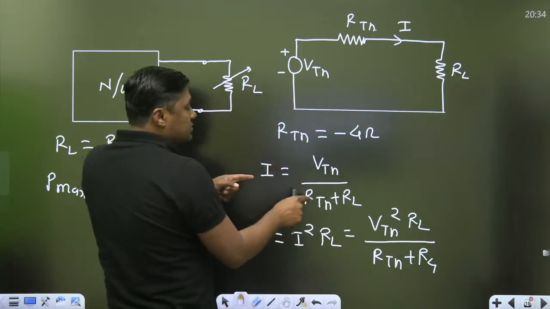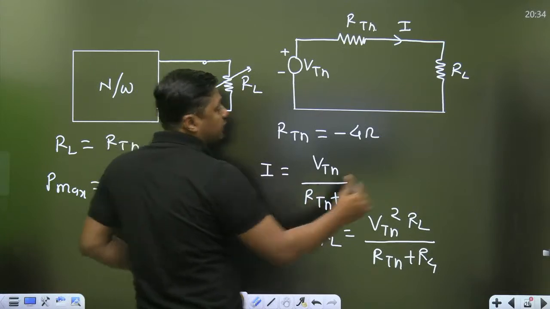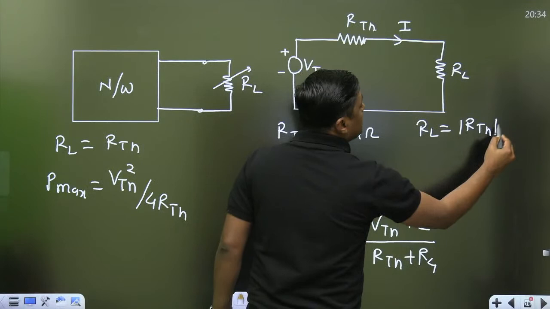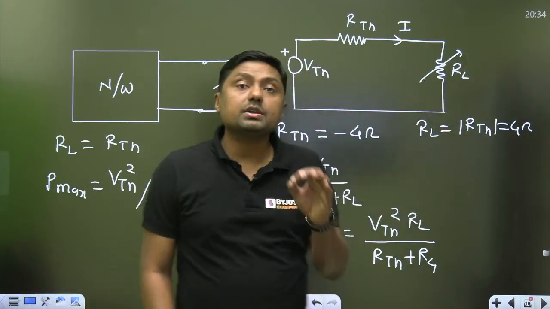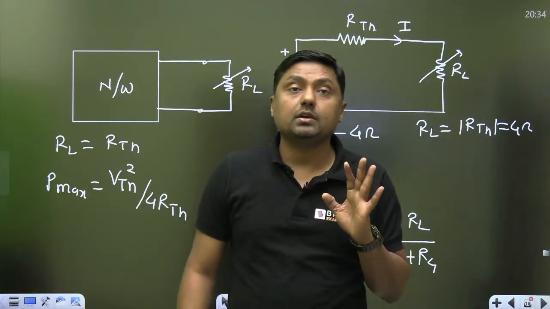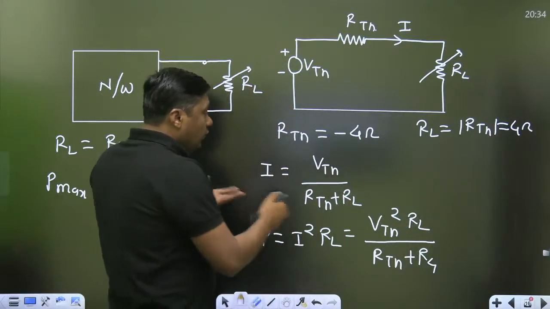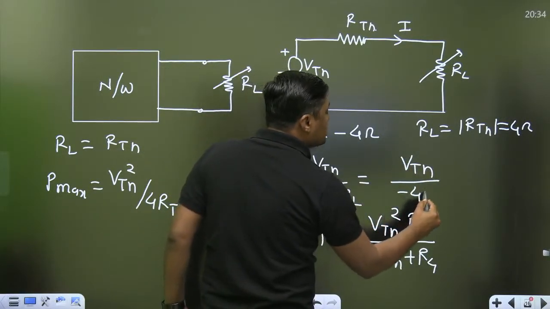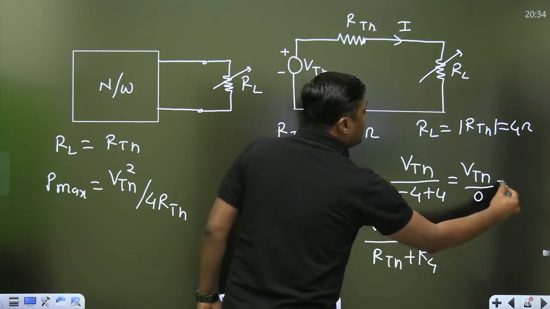When will this current be maximum? When the magnitudes of both are equal, one is negative and one is positive. So put RL equal to what? Mod of RTH. That will become 4 ohm because it is a passive element. When it is a passive element, what is the current? For any value of VTH, it is VTH divided by (minus 4 plus 4), that is VTH divided by 0. It will become what? Infinite.